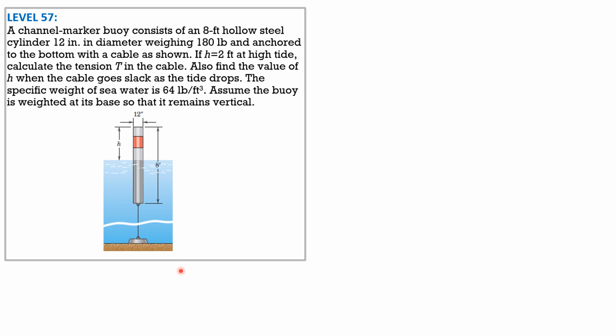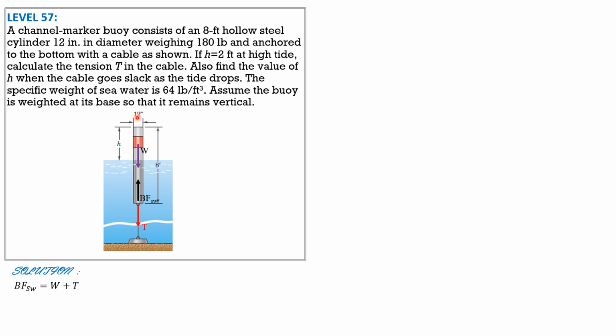So for the solution, we have the weight, which is 180 pounds, the buoyant force in the submerged portion in seawater, and we have the tension downward. So the summation of vertical forces equals 0. Buoyant force in seawater equals weight plus tension. Buoyant force in seawater is 64, the specific weight, times the volume submerged.